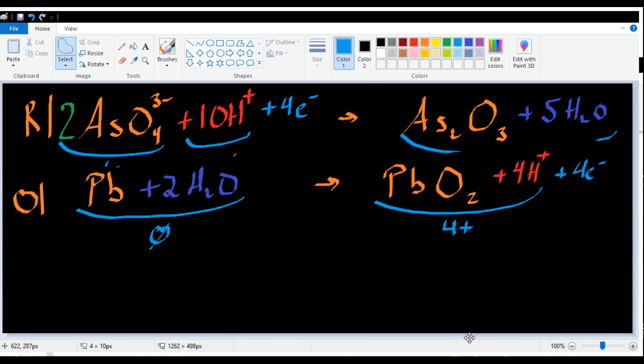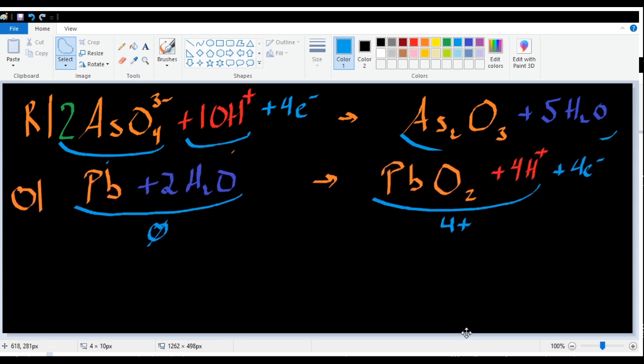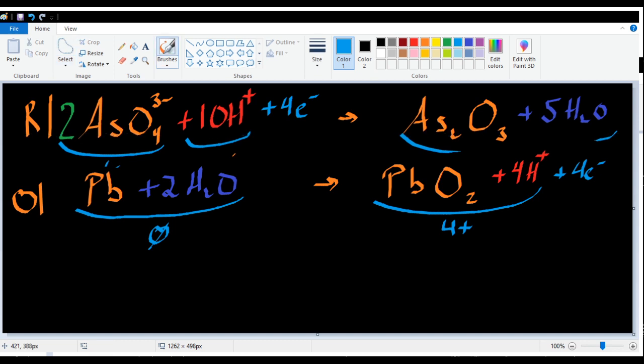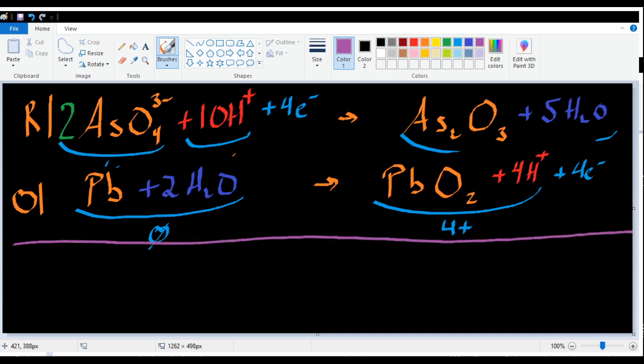So we grab this, we bring it up. So our electrons cancel as always. Hydrogens, we have 10 versus 4. 10 minus 4 will leave us with 6. Water, 5 versus 2. 5 minus 2 is 3.